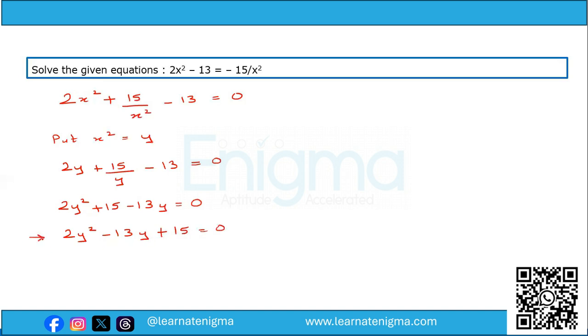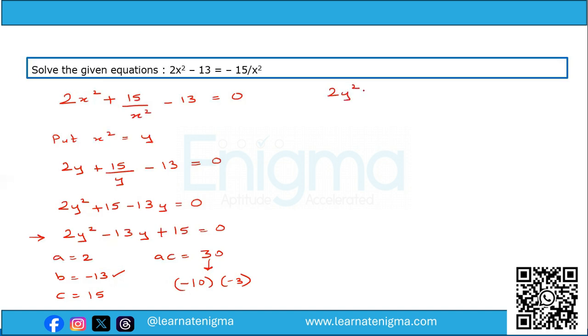Now, comparing this quadratic equation with the standard form, we get a = 2, b = −13, and c = 15. So AC, we get 15 twos are 30. Now we have to factorize 30 in such a way that the addition of factors becomes −13. So there is only one way of getting −13 as addition of factors, by doing −10 and −3 as the factors. So that's how we will split the middle term.